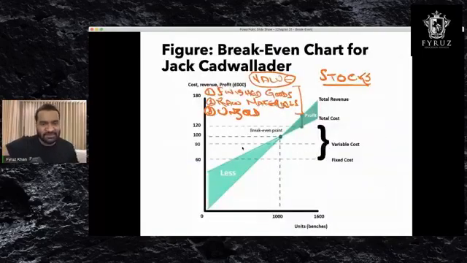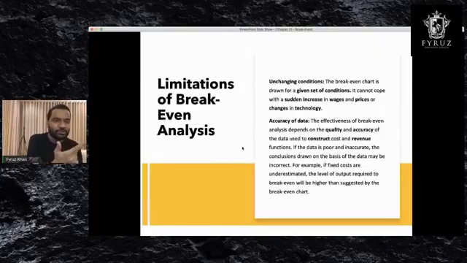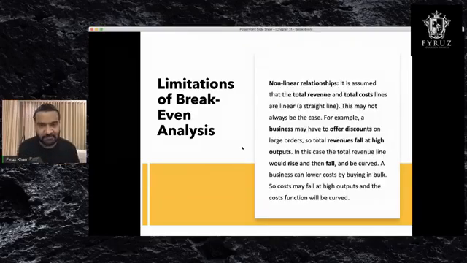So the four limitations are: it does not represent the stock's output. Number two, unchanging conditions. It does not consider that business conditions may change. It has an external condition, external situation, or external environment. Then accuracy of data. The data are not accurate because it's based on past data. And then you have nonlinear relationship.